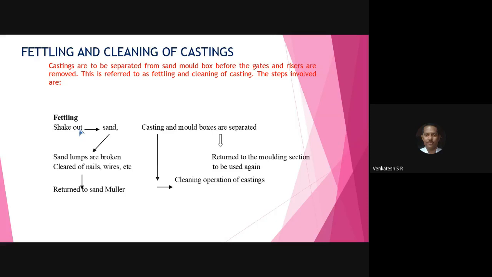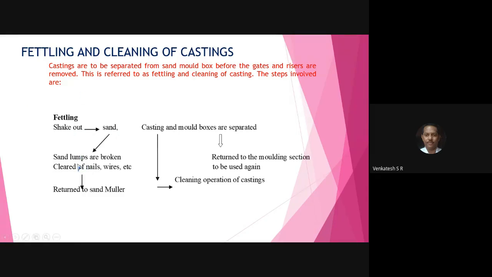It looks like the platform of a weighing scale. The same type of platform is used for the shake out operation. When you switch on the machine, due to the camshaft, there will be a vibration in the shake out platform. Due to that, whichever sand particles stick to the casting automatically come out of the casting. That is called the shake out process.